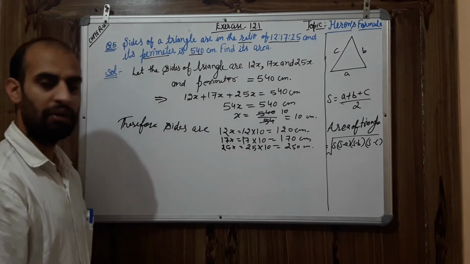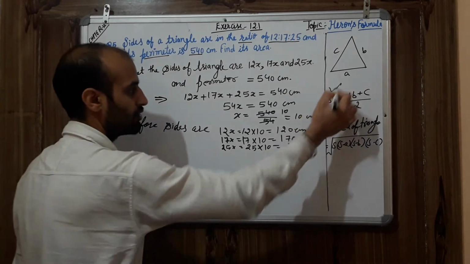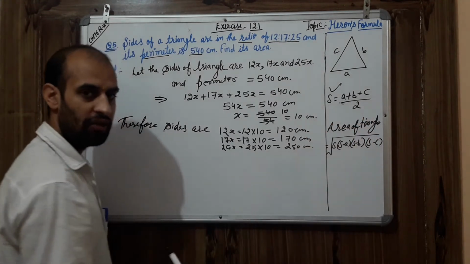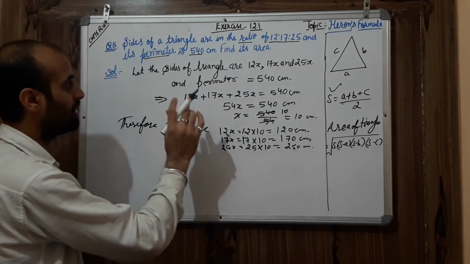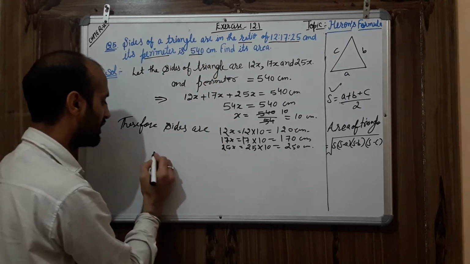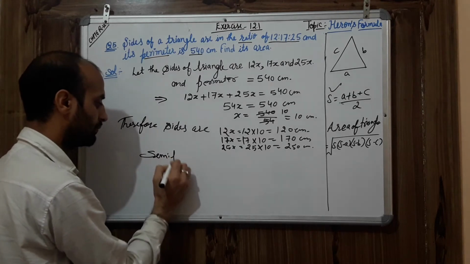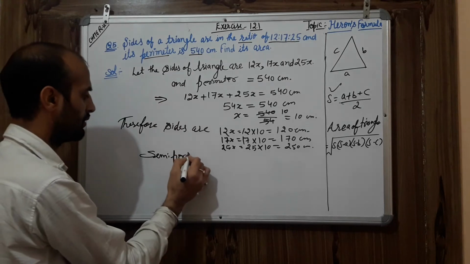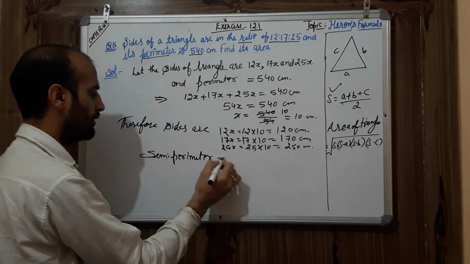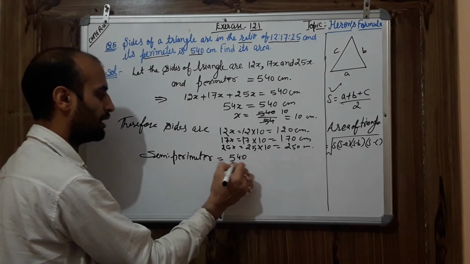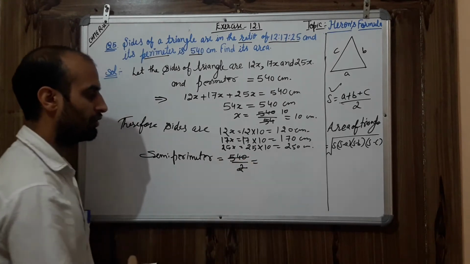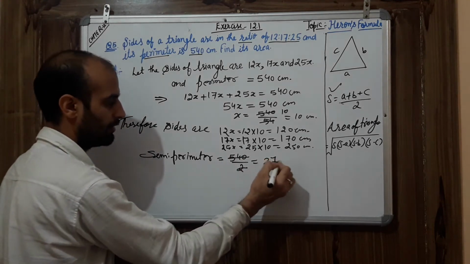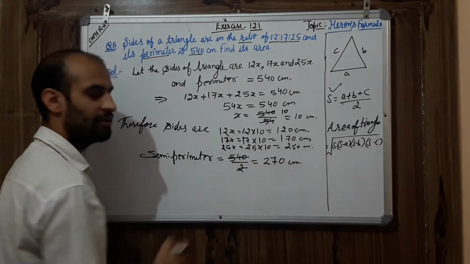So what is the next requirement for finding the area? Semi-perimeter. So what does semi-perimeter mean? Semi-perimeter means the sum of three sides divided by 2, half of the perimeter. So the perimeter is already given to us, so I can write the semi-perimeter directly. Semi-perimeter means perimeter by 2. So cancel out. What is left with us? It becomes 270 centimeters.